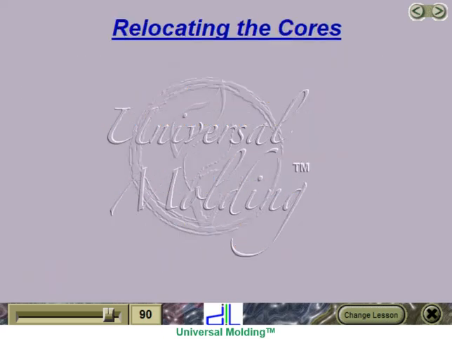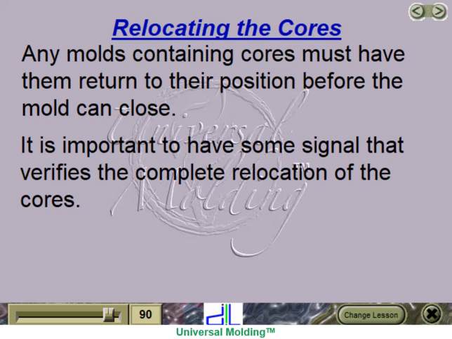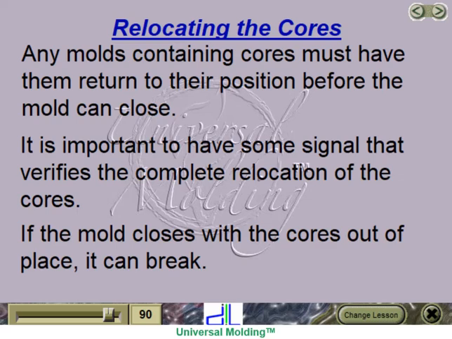Relocating the cores. Any molds containing cores must have them returned to their position before the mold can close. It is important to have some signal that verifies the complete relocation of the cores. If the mold closes with the cores out of place, it can break.